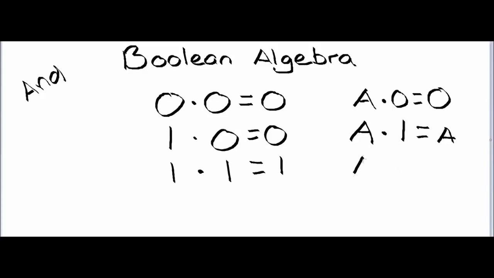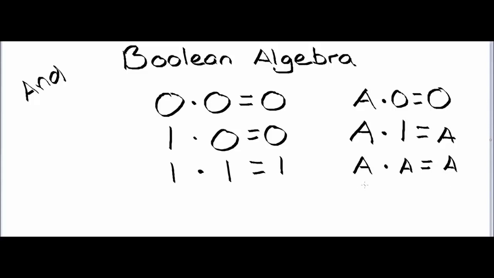We can also say that A multiplied by A, again, always equals A. Because if A is 0, 0 times 0 is 0, and 1 times 1 is 1. Okay, so it's always going to match up.